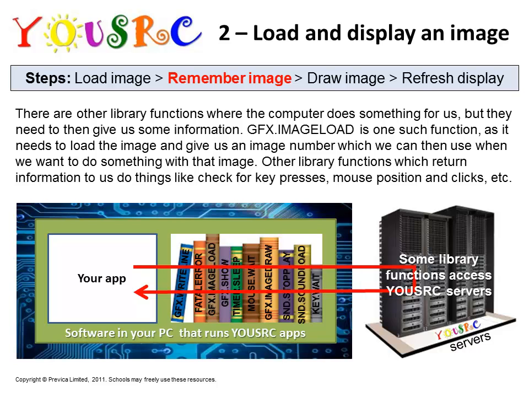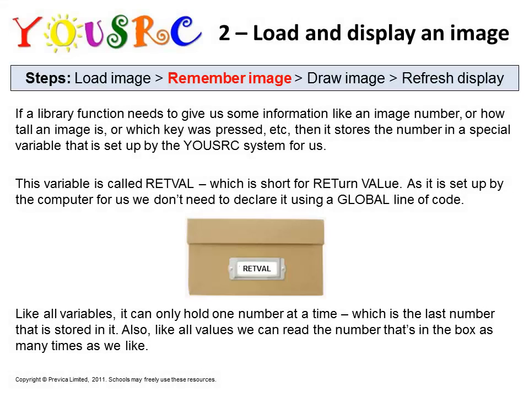But many of the more powerful library functions need to tell our app some information, either something about the computer, such as where the mouse is or if a button is pressed, or some information they have fetched from the YOUSRC service for us, such as when we load an image. When a library function needs to tell us something after it has done its job, then this information is called a return value. An example of this is the gfx.imageLoad function. After loading the image into the app, it needs to give us back an image number. It's a bit like the computer saying, "Okay, I've loaded the YOUSRC logo and given it an image number of 1, so when you want to do something with the image, tell me to use image number 1."